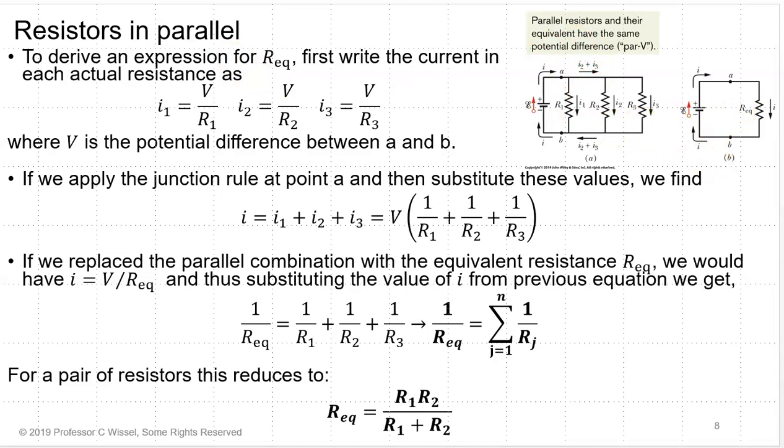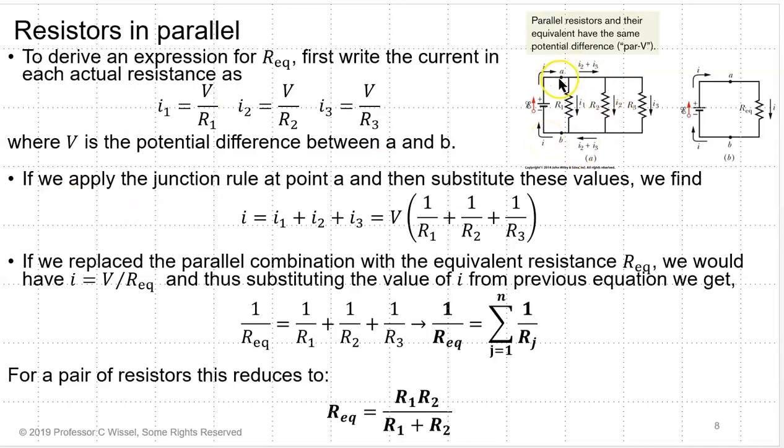So, resistors in parallel: we want to make this circuit look like that one. We want to find the equivalent resistance that can replace these three parallel resistors. First we write the current in each actual resistance. I1 equals V over R1, I2 equals V over R2, and I3 equals V over R3. V is the common potential difference between points A and B. It's also equal to the potential rise across the battery.